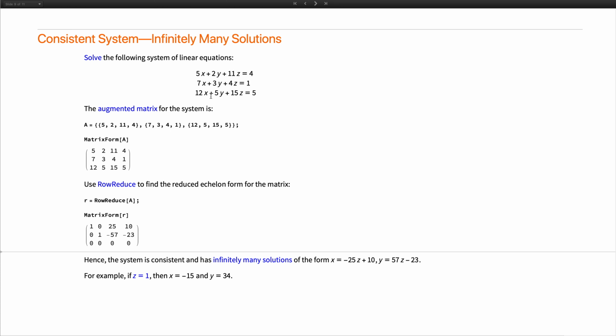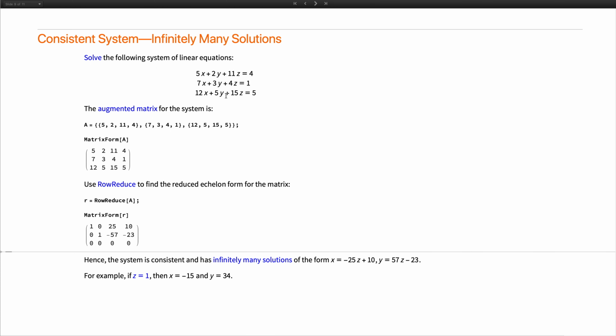And the question is, how did this example come about? Well, what I did was I simply took the first 2 equations over here, and I added them, I summed them to get the third equation. So 5 plus 7 is 12, 2 plus 3 is 5, 11 plus 4 is 15, and 4 plus 1 is 5. So the third equation is in fact redundant over here. It's got no new information, and hence you actually have infinitely many solutions to that system of 2 equations. So that's one way you might get infinitely many solutions.